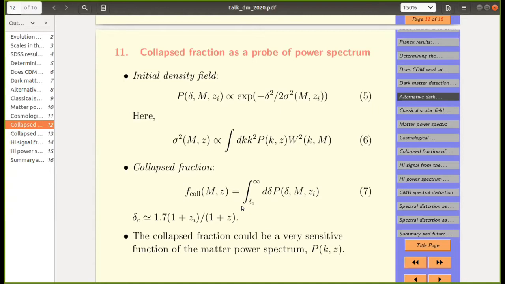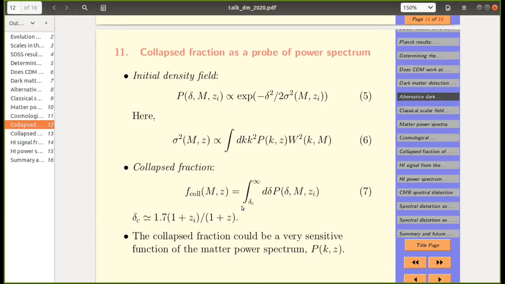So the collapse fraction can simply be computed as an integral over this probability distribution from a value of density which we believe corresponds to the collapse density at a later time. And again, the important point here is that the power spectrum information comes in an exponent here. And that is a very, very important thing. Something that comes in an exponent suggests it's an extremely sensitive probe.